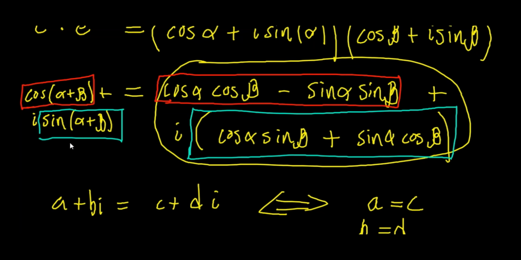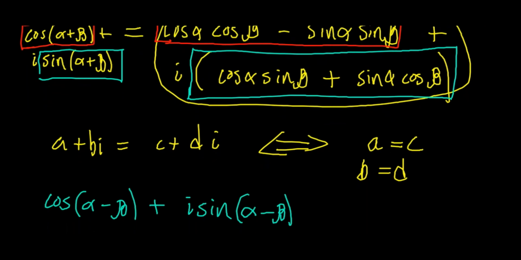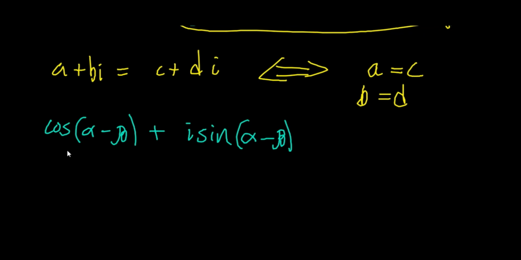So look at this. Not only did we get the angle addition identity for sine of alpha plus beta, but we also got for free the angle addition identity for cosine of alpha plus beta. And as an exercise, I encourage you to try out the same game that we just played with cosine of alpha minus beta plus i sine of alpha minus beta to get the angle subtraction identities.